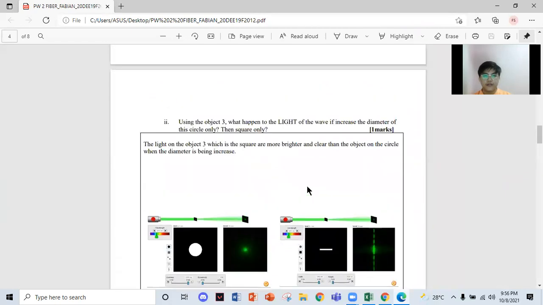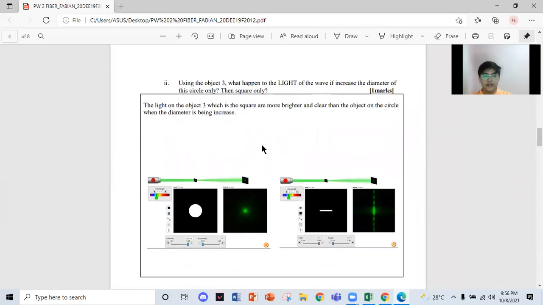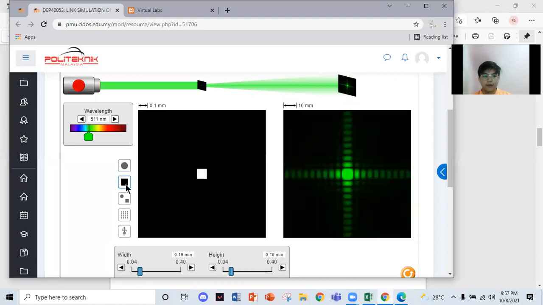Okay, untuk question 2 is using object 3, what happened to the light of the waveform if increase the diameter of this circle only and then square only. For question 2, the light on the object 3, which is the square, is brighter and clearer than the object on the circle when the diameter is being increased. Okay, mari kita buktikan apakah benar.